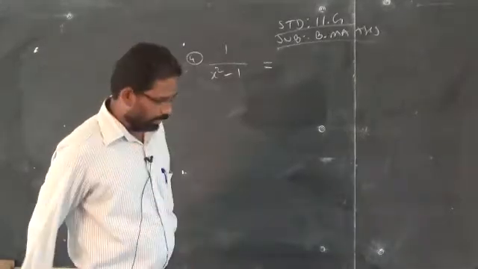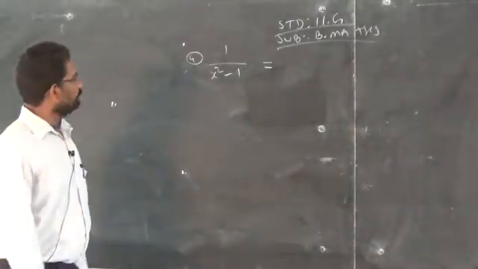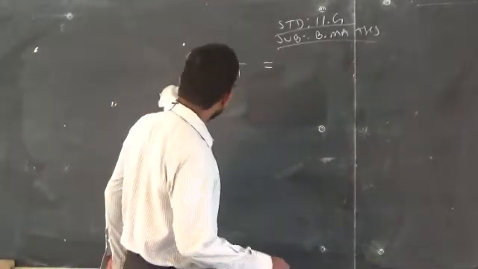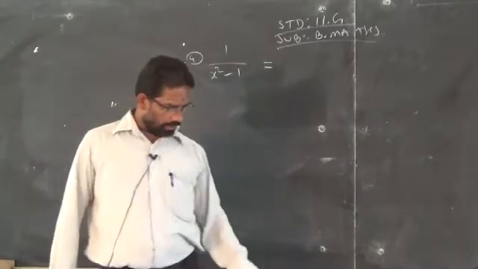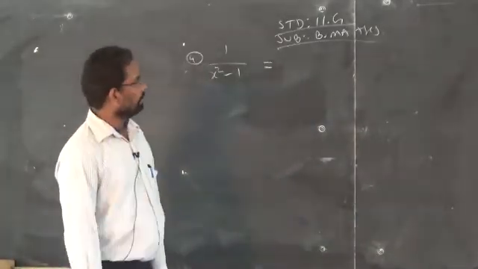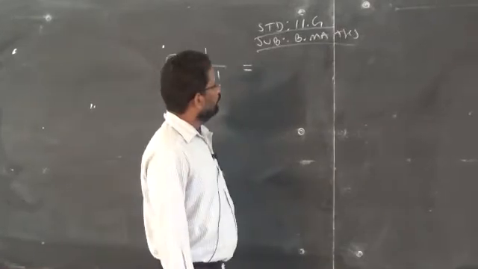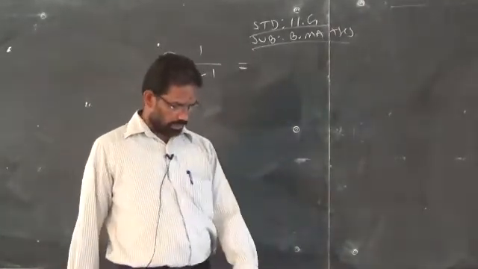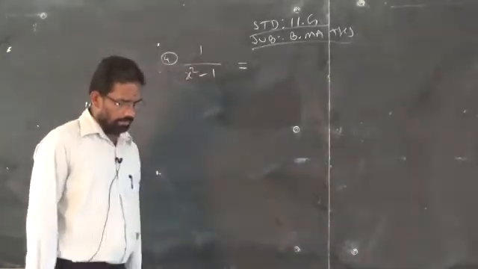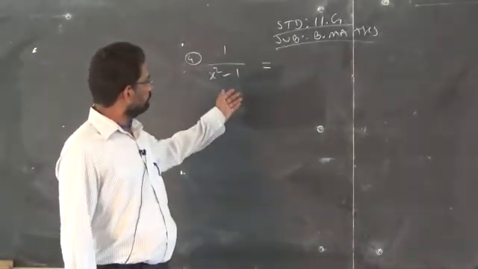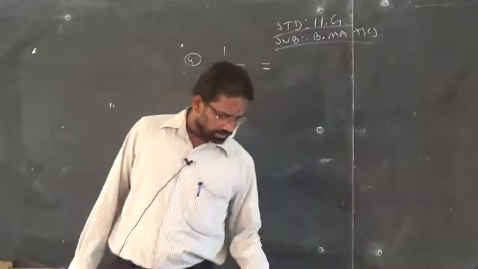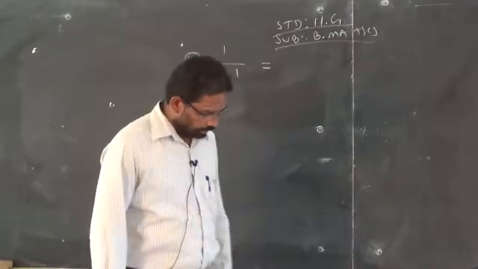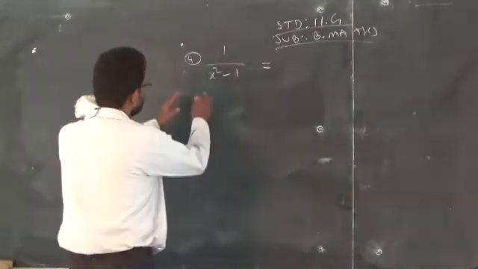Morning, boys. We will continue exercise number 2.1, sum number 4, that is 1 by x square minus 1. I gave the second problem as homework, but I came to know that you did not receive the textbook, so I will give the second question now. Whenever you have free time, please complete sum number 2 and sum number 3. Now, sum number 4.